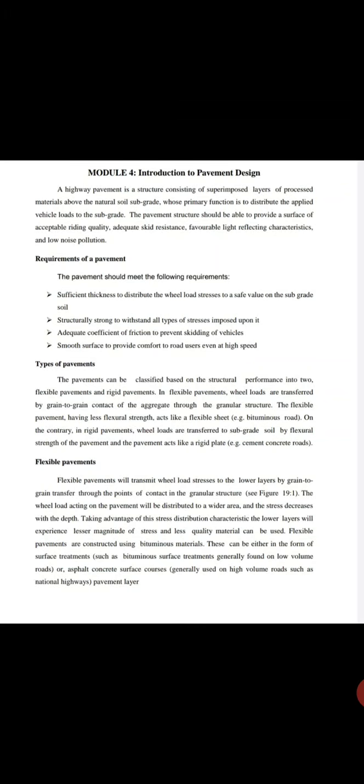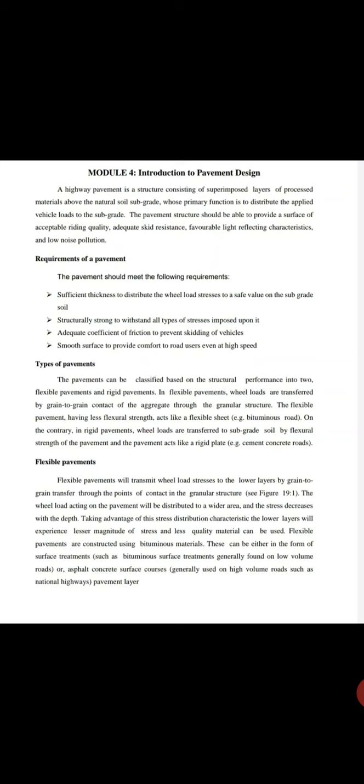In rigid pavements, wheel loads are transferred to the subgrade soil by the flexural strength of the pavement, and the pavement acts like a rigid plate. Example: cement concrete roads. On the other hand, flexible pavements transmit wheel load stresses to the lower layer by grain to grain transfer through the points of contact in the granular structure.